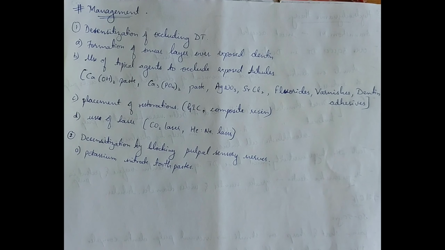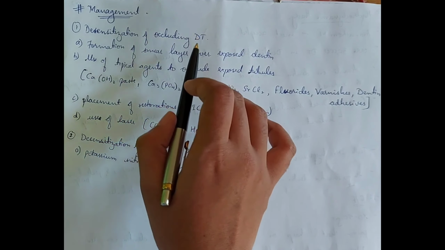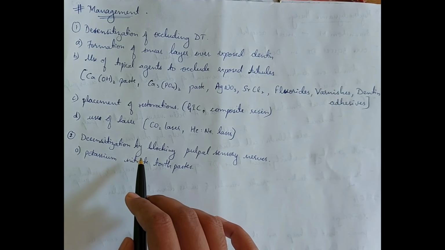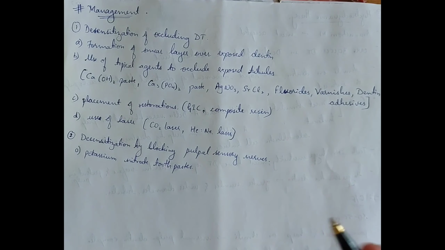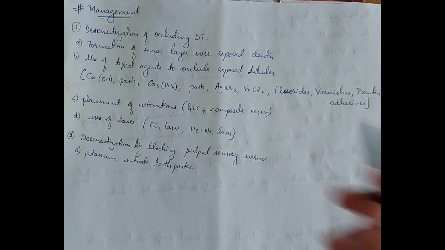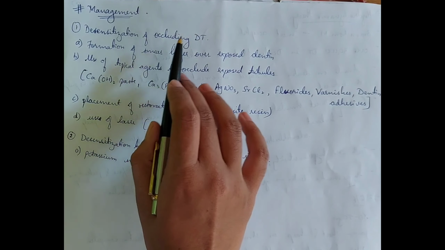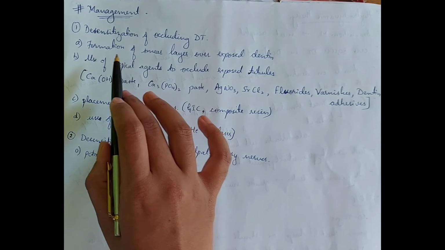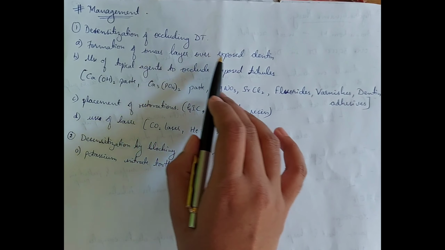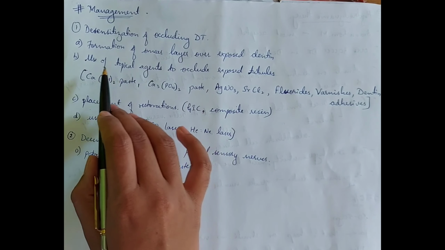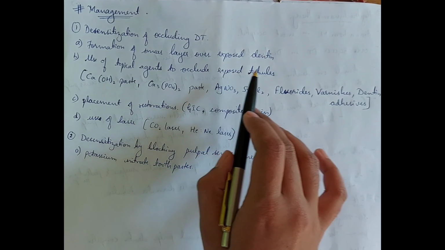So the last part of the lecture is management. There are two steps by which you can manage dentinal hypersensitivity. The first one is desensitization by occluding the dentinal tubules, and the second is desensitization by blocking pulpal sensory nerves. Either we have to block the nerves or we have to occlude the dentinal tubules because they are exposed and cause pain. For occluding dentinal tubules, there is one method, that is formation of a smear layer over the exposed dentin and use of topical agents to occlude exposed tubules.